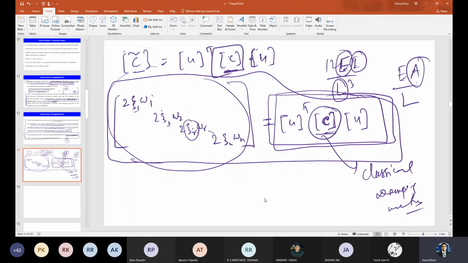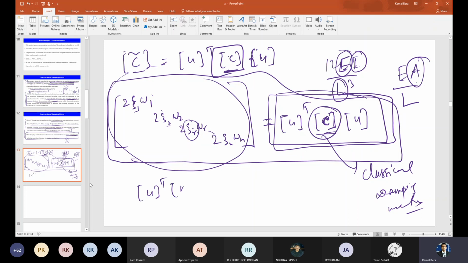What is the first thing that comes to your mind? Anybody? Okay, let me give some hints. Just think about the orthogonality relationship. So what should be the form of C? What pattern of C?